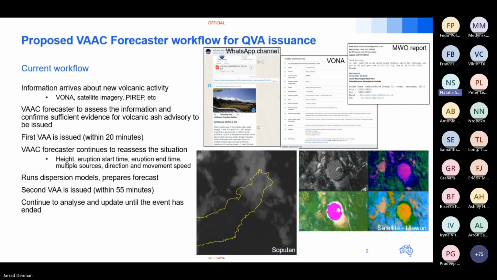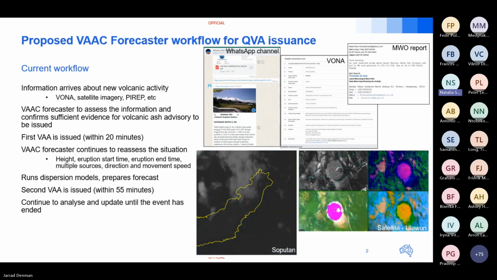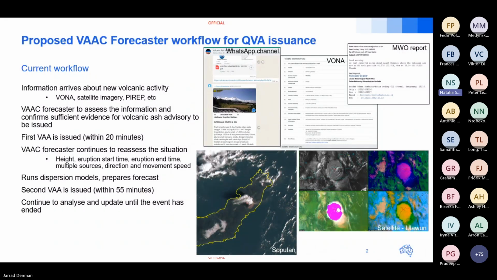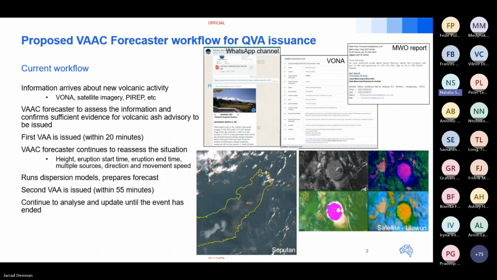So the VAC forecaster will assess that information and confirm something has sufficient evidence to be issued as a volcanic ash advisory. They will then issue the first volcanic ash advisory within 20 minutes of the credible evidence that they actually have. That VAA, the volcanic ash advisory, will be a basic product with an observation and just a bit of information in there.